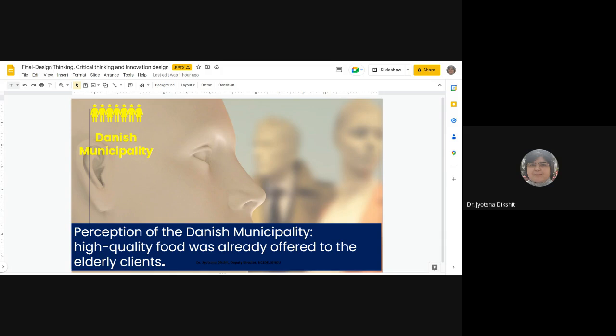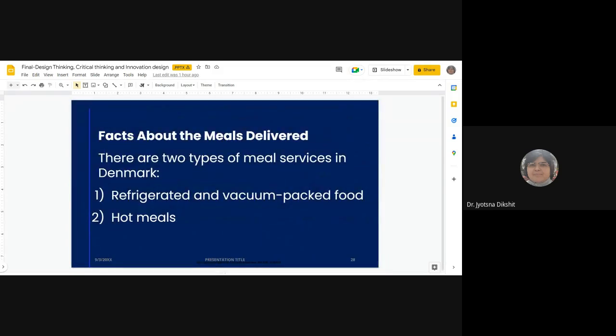And so they thought that this project is straightforward, and it could be completed within a few days. But was it the case? Let us look at the type of meals which were delivered. There were two types of meals. Number one was the refrigerated and vacuum packed food. This type of food was delivered to citizens once a week, and it had a shelf life of 2 weeks. The other one was the hot meals, which meant that this kind of meal is delivered to the citizens on a day-to-day basis.